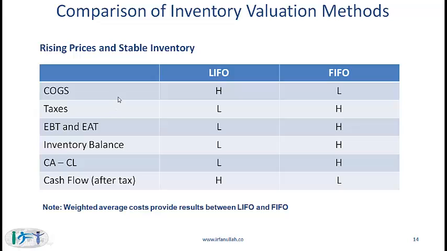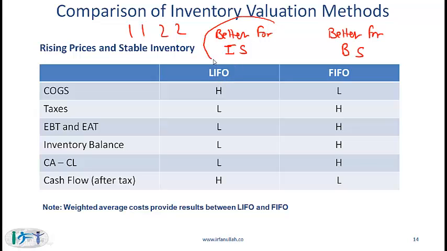On this slide, I want to make another important remark. Using LIFO gives us a better income statement, and using FIFO gives us a better balance sheet. Now let's make sure we understand this term better. Better in this context means income statement that reflects the current economic reality. When we use LIFO, we are saying that cost of goods sold is based on last in, first out.